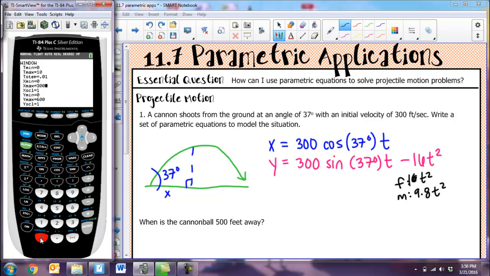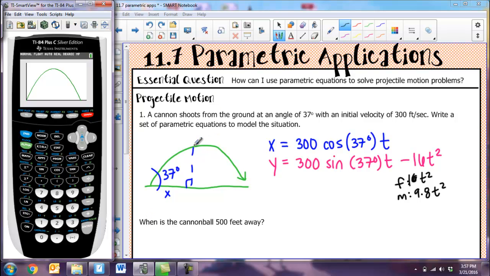And again, you could guess and check until you found a good graph. I'm going to go ahead and make my t-step a little bit bigger so it graphs a little faster. And I'm going to let it graph for about 15 seconds or so. So now I look at my picture and I can see the path of my cannonball. And so it's still graphing apparently.